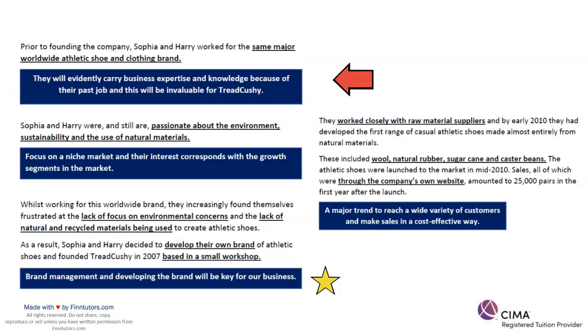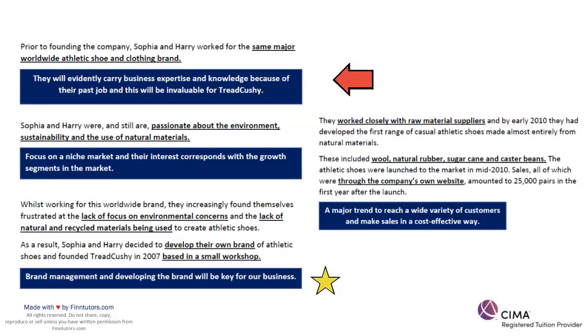So, because our founders have a strong belief and are passionate about the environment and sustainability, it's good for the business, because the major core of the business is sustainability. Whilst working for this worldwide brand, they increasingly found themselves frustrated at the lack of focus on environmental concerns and the lack of natural and recycled materials being used, which means the company they earlier worked for did not focus on the environment, they only focused on selling products.